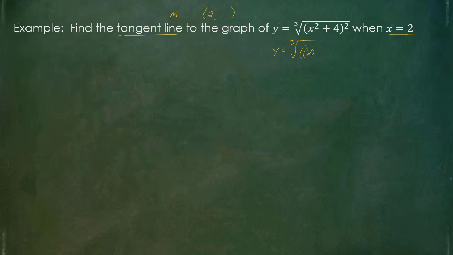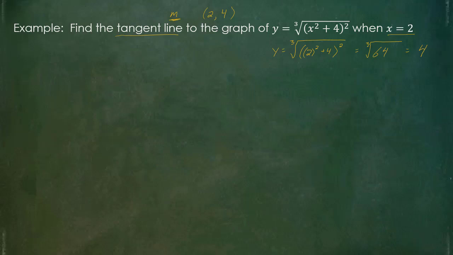So that would be 2 squared plus 4, and then that whole thing being squared, but then cube rooted. So 2 squared is 4, plus 4 is 8. 8 squared would be 64. So I need the cube root of 64, which would turn back into 4, because 4 cubed is 64. So my point here is going to be (2, 4). Now I just need the slope.